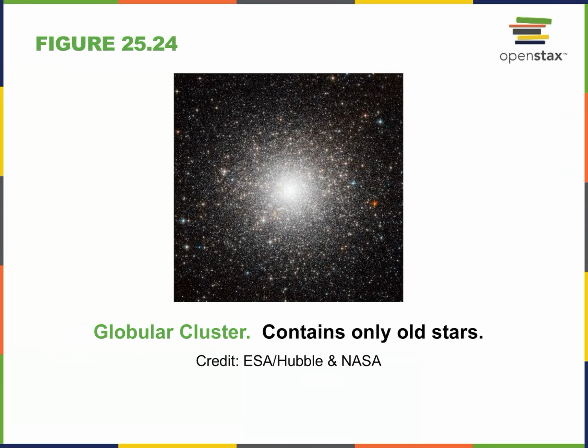Here is a globular cluster. Each one can contain up to 1 million stars, and they're all old. All of the stars in the Milky Way's globular clusters are over 10 billion years old. So these globular clusters must have formed when the galaxy itself was forming over 10 billion years ago.